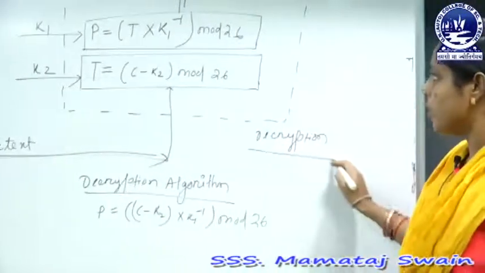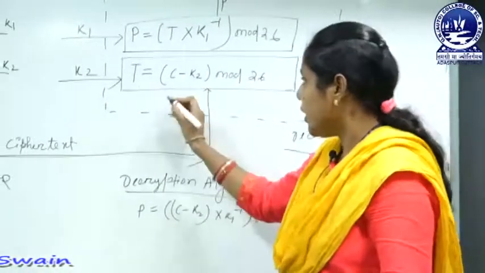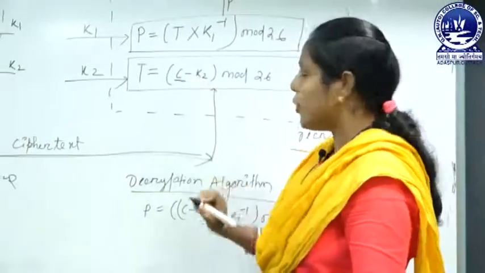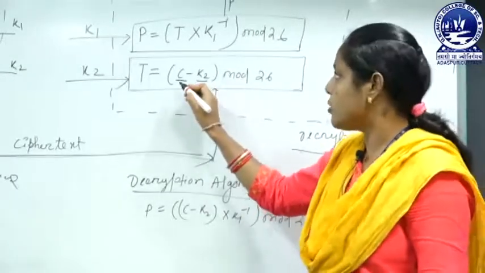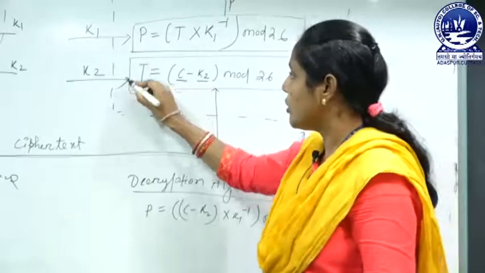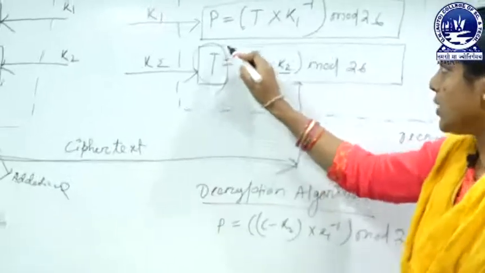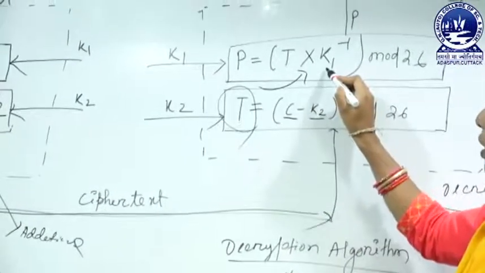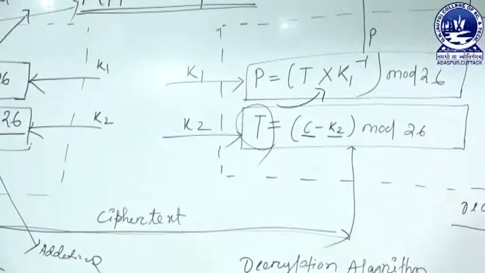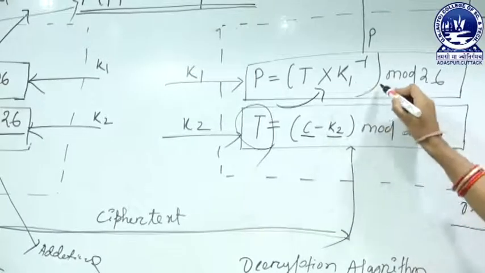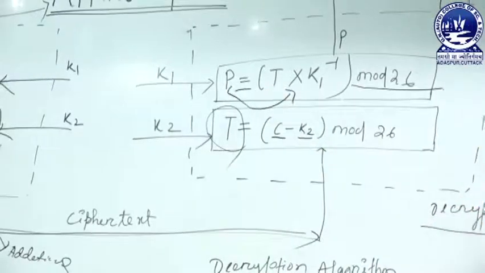Next one is decryption. In affine cipher, for the decryption, the ciphertext is converted into the plain text. Here, from the ciphertext, K2, that is the second key from the key pair, is subtracted and the result is stored in T. Now, this is the intermediate result and this result is multiplied with the multiplicative inverse of the first key, that is K1 inverse. After that mod 26 is calculated which gives us the plain text.